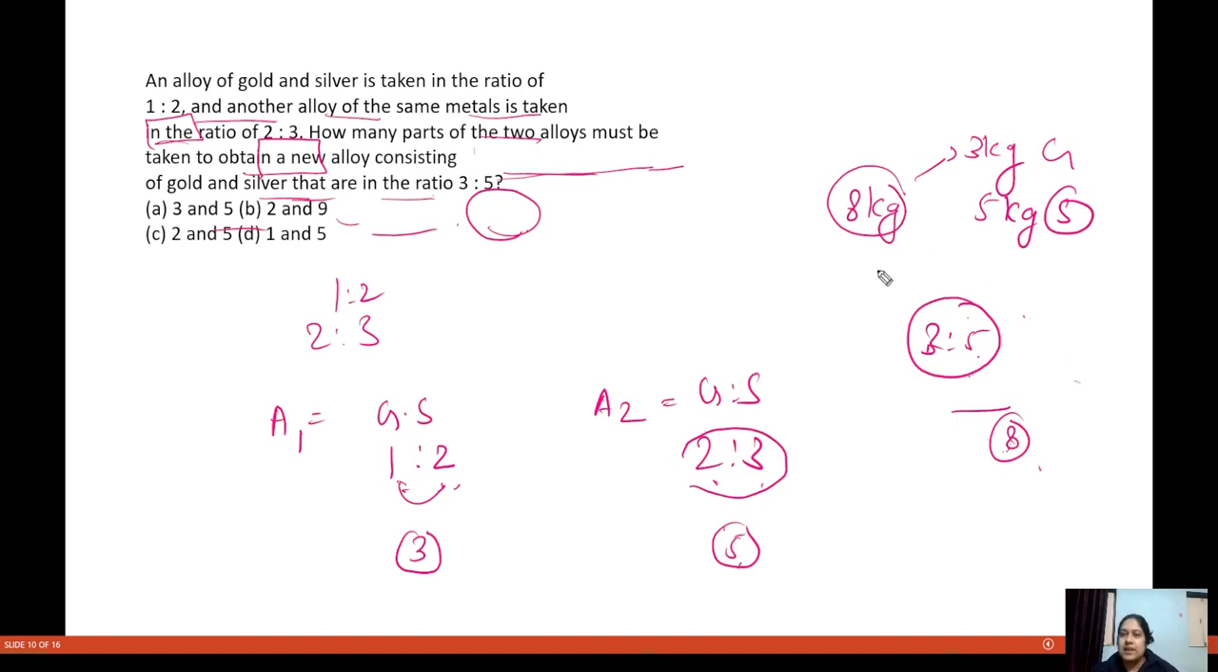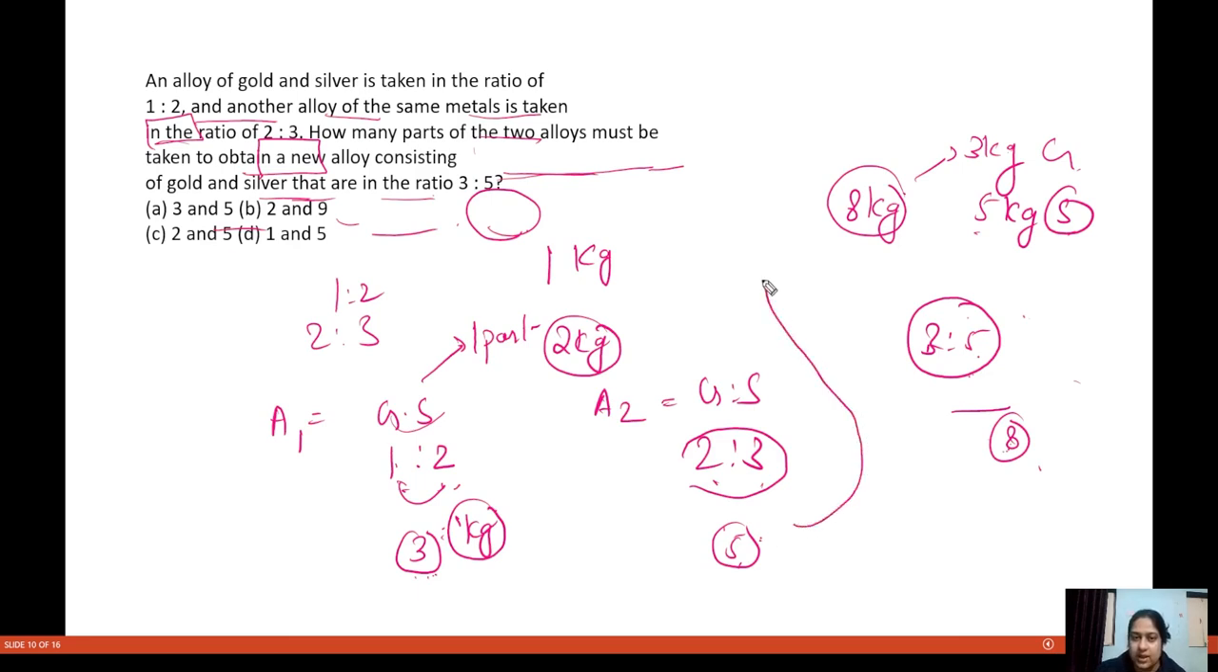So if you are taking 3 kg of this alloy, that means one part, 1 kg gold you are going to get, and 2 kg silver you are going to get. And if you are taking 5 kg of this alloy, that means two parts you are going to get gold, and three parts you are going to get silver. So this means 3 kg gold and 5 kg silver. That means 8 kg.